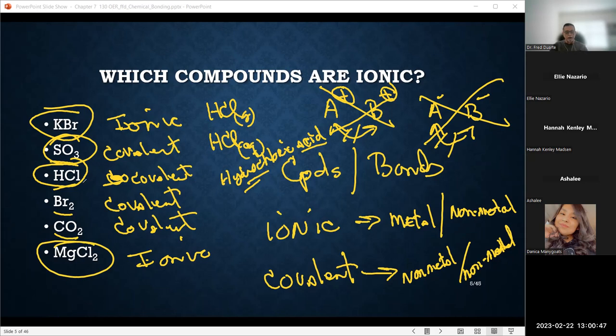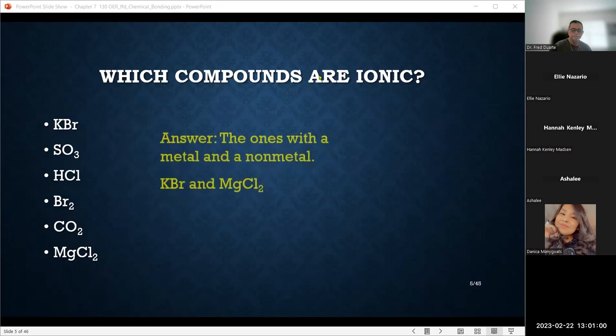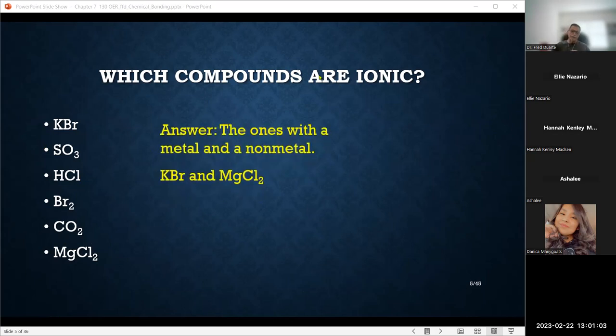Okay. And then we have bromine and carbon dioxide. That HCl, by the way, is what's in your stomach, so you're walking around with hydrochloric acid. Okay, so those are the two ionic compounds. In naming these, KBr would be potassium bromide. What if I had to name MgCl2? What would its name be?